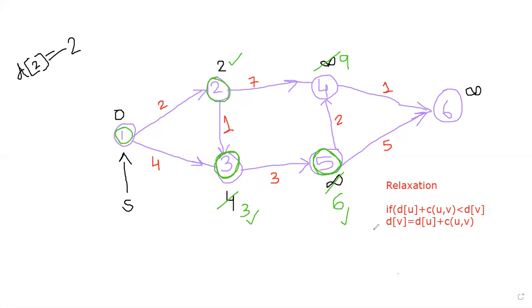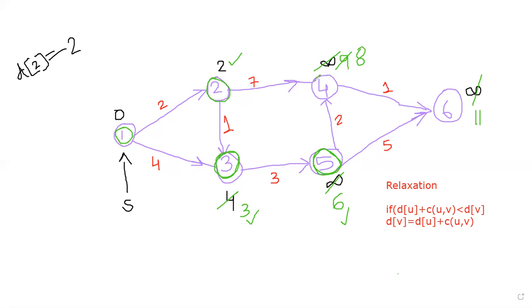So again using this formula you have to check whether 6 plus 2 is less than 9. Yes, it is less than 9, so you have to update the 9 by 8. Okay, and here 6 plus 5 is 11. 11 is less than infinity. Yes, so you have to update the value of V. So it is 11.